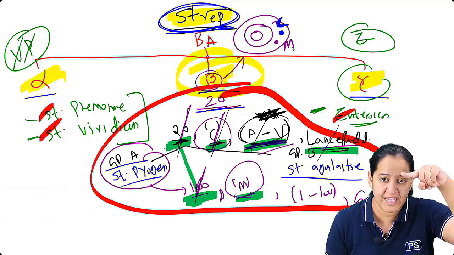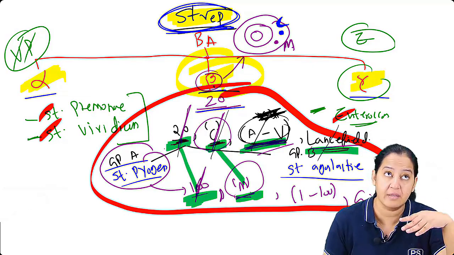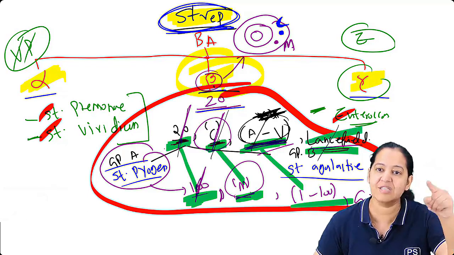This is group C carbohydrate. This is M protein. Both are in the cell wall. Here, the nomenclature is A to V, the alphabet. Here, the nomenclature is number 1 to 100. This is done by Lansfield. This is done by Griffith.